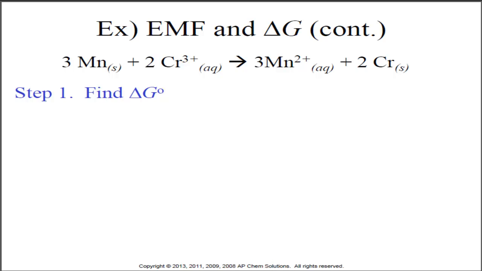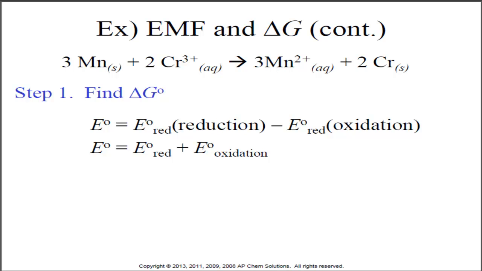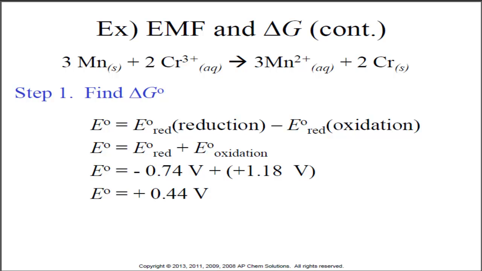So in our first step, what do we need to do? We're going to find our cell potential. So we substitute in our values for reduction and oxidation. Remember to change that sign for your oxidation. So our value is positive 0.44 volts. So that means that this is a spontaneous reaction. Our value is positive, which means spontaneous.